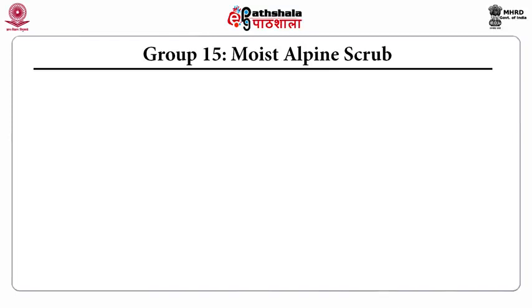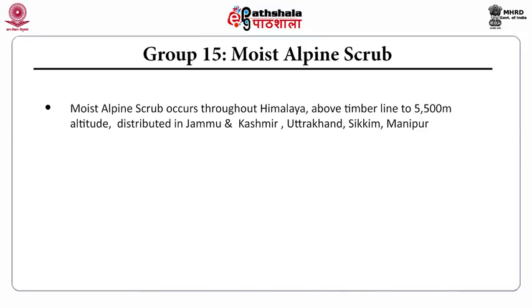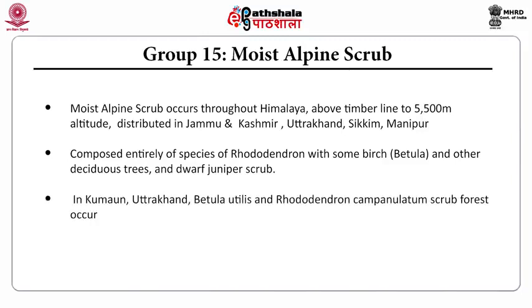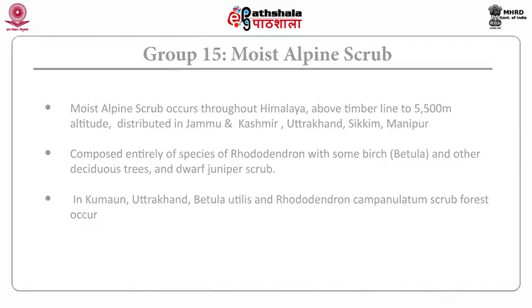Group 15 are the moist alpine scrub. Moist alpine scrub occurs throughout the Himalaya above the timberline to 5,500 meter altitude, distributed in Jammu and Kashmir, Uttarakhand, Sikkim, Manipur. Composed entirely of species of rhododendron with some birch and other deciduous trees and dwarf juniper scrub. In Kumaon, Uttarakhand, Betula utilis and Rhododendron campanulatum scrub forest occur.